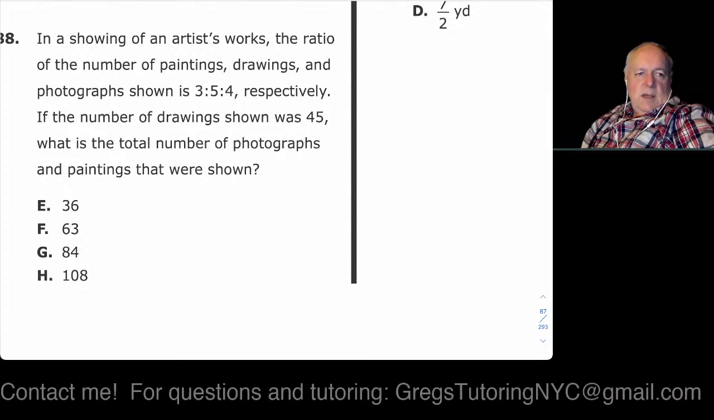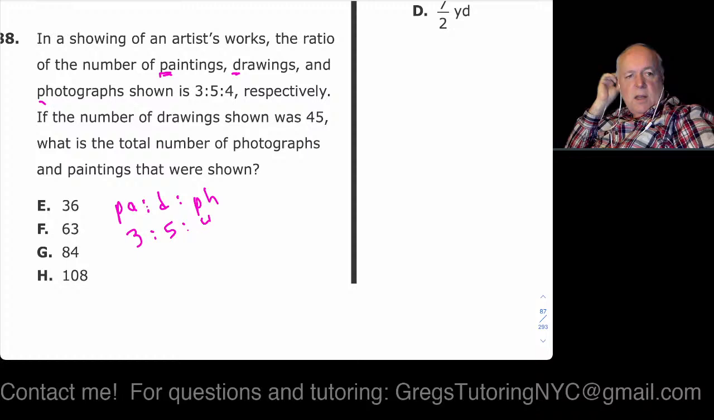So it says, in the showing of an artist's work, the ratio of the number of paintings, drawings, and photographs. So I'm going to use P, D, and PH. So it's saying the ratio of paintings to drawings to photographs, right? We're allowed to have three parts to the ratio. It doesn't always have to be 2 parts. Shown is 3 is to 5 is to 4, respectively. So that's how we know they all match.